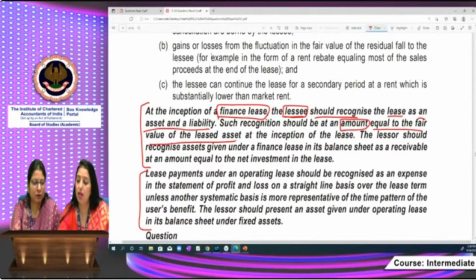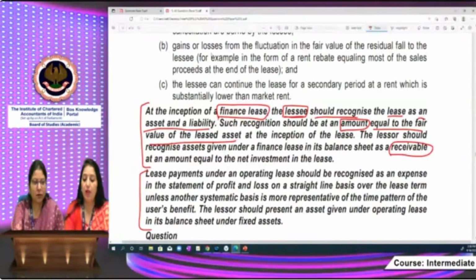And next, the lessor should recognize assets given under a finance lease in its balance sheet as receivables at an amount equal to the net investment in the lease. So instead of the value of the asset, the net investment in the lease will be shown in the books of the lessor as an asset.